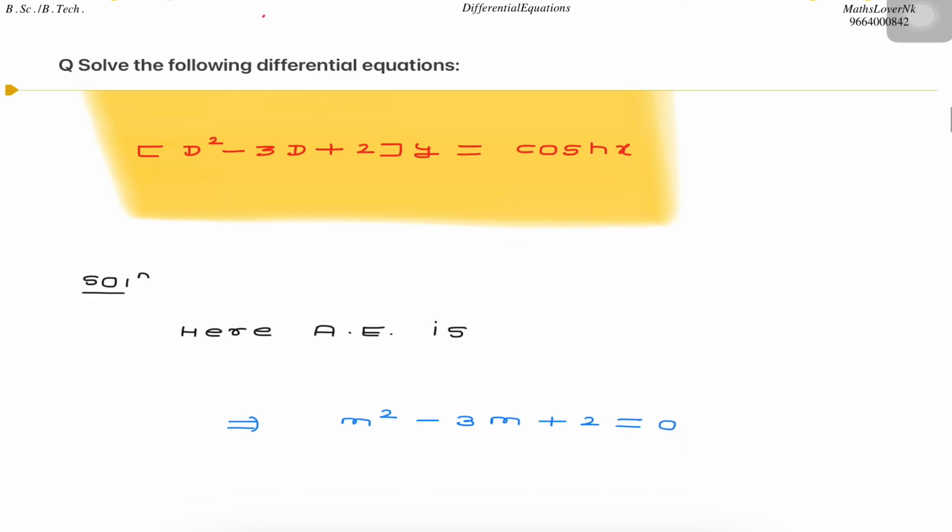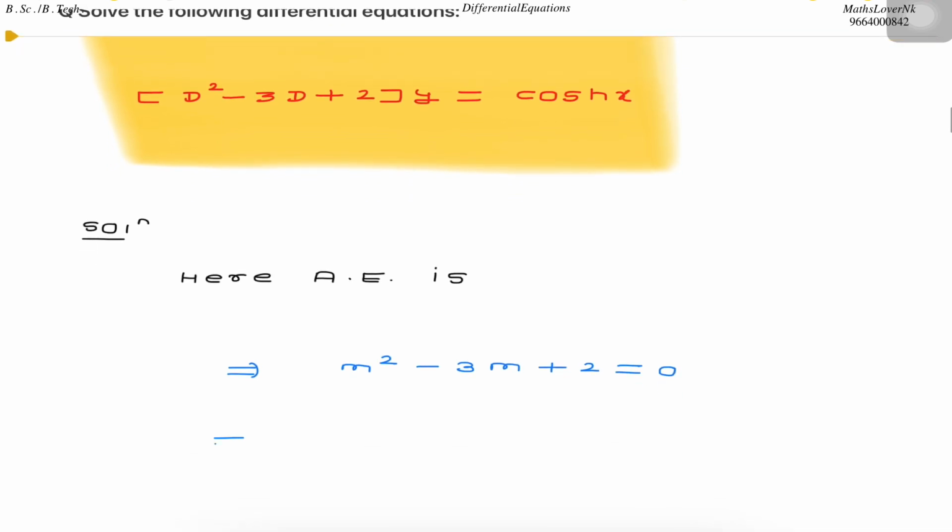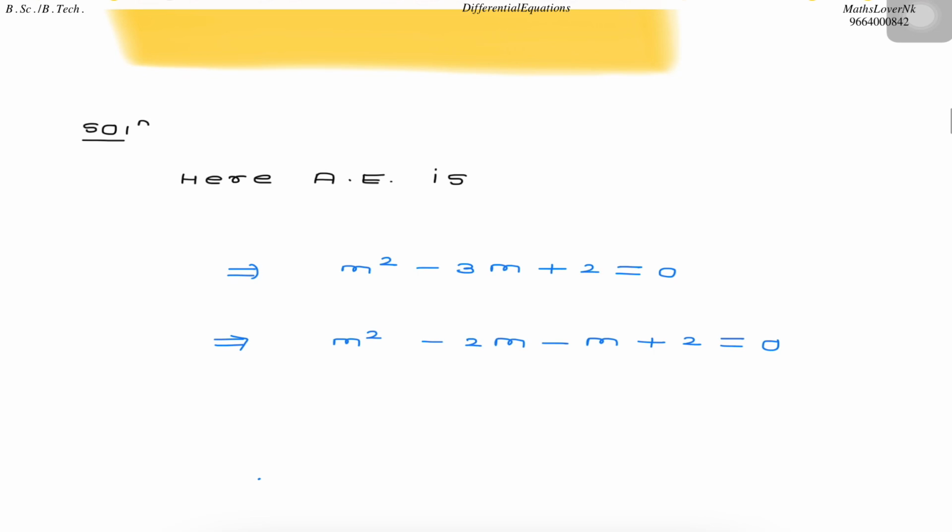It's a quadratic equation. It may be solved by splitting the middle term, by completing the square, or by the quadratic formula. When we solve by splitting the middle term, we get m squared minus 2m minus m plus 2 is equal to 0. Taking m as common, we get m(m minus 2), minus 1 as common in the last two terms, minus 1(m minus 2).